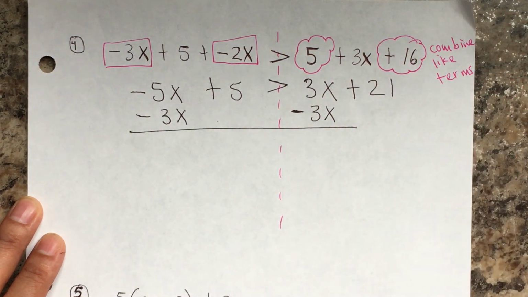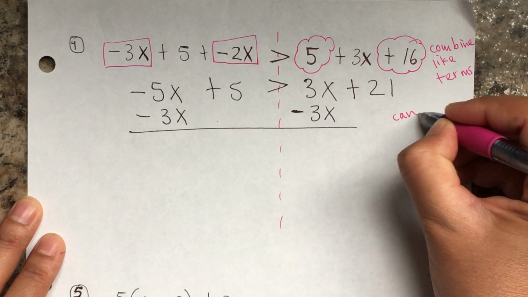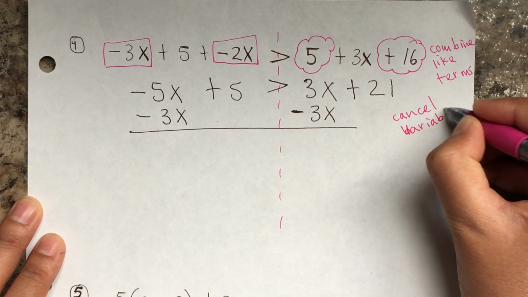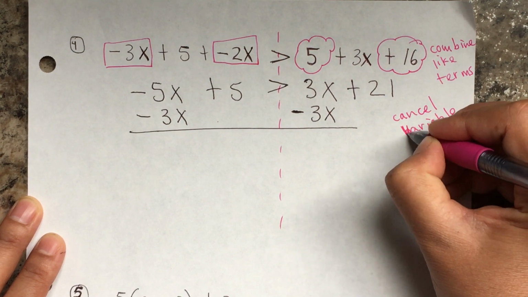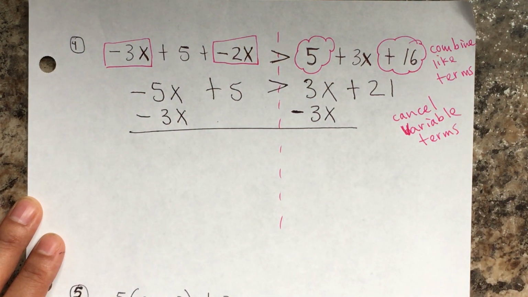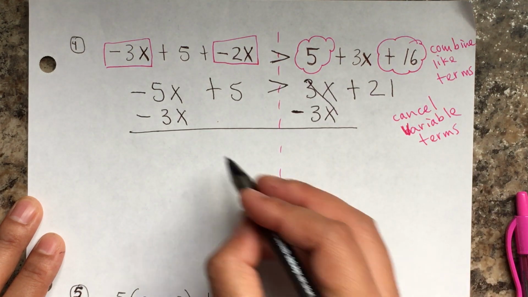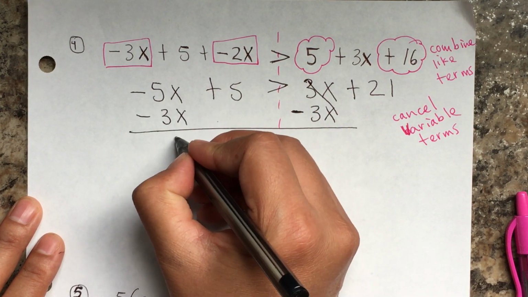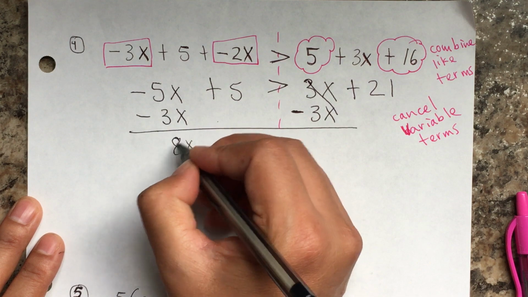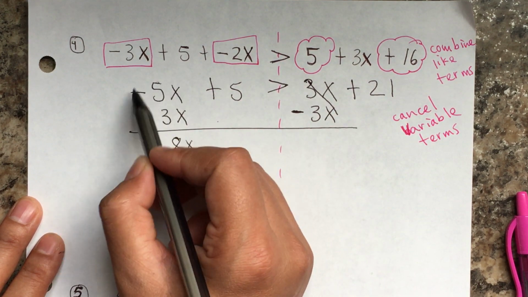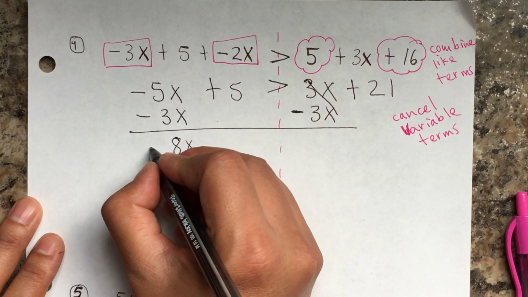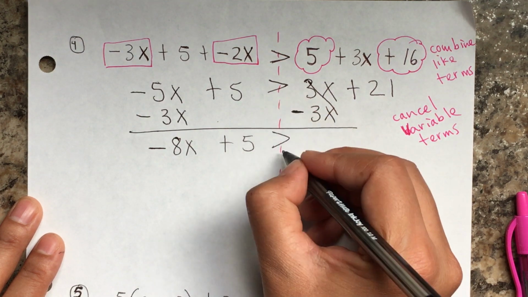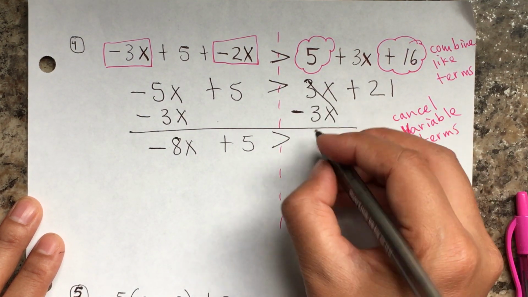Okay, so this is called canceling variable terms. That's when we have variables on both sides. And this cancels. Now again, same sign, add: it's 8x, 5 plus 3 is 8, and keep the sign of the greater one. In addition and subtraction, always keep the sign of the bigger number. We bring down the 5, we bring down the greater than, this cancels, so we only have 21.